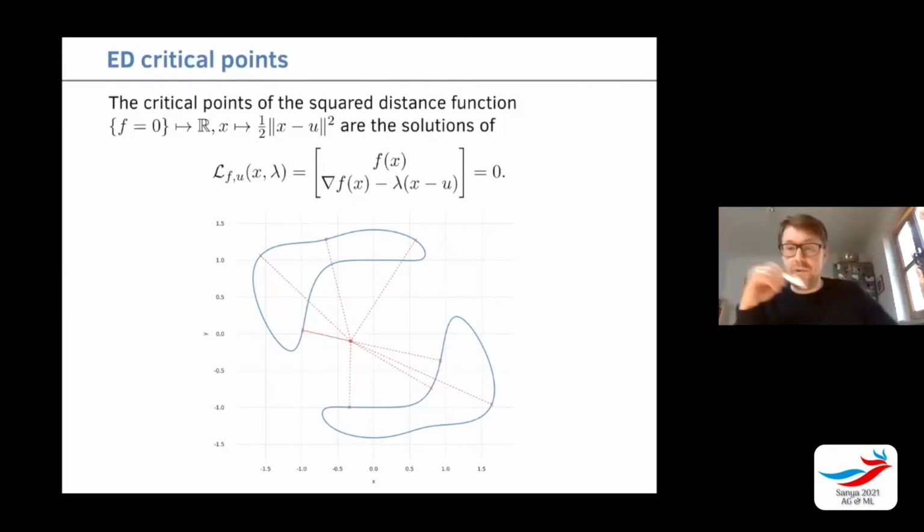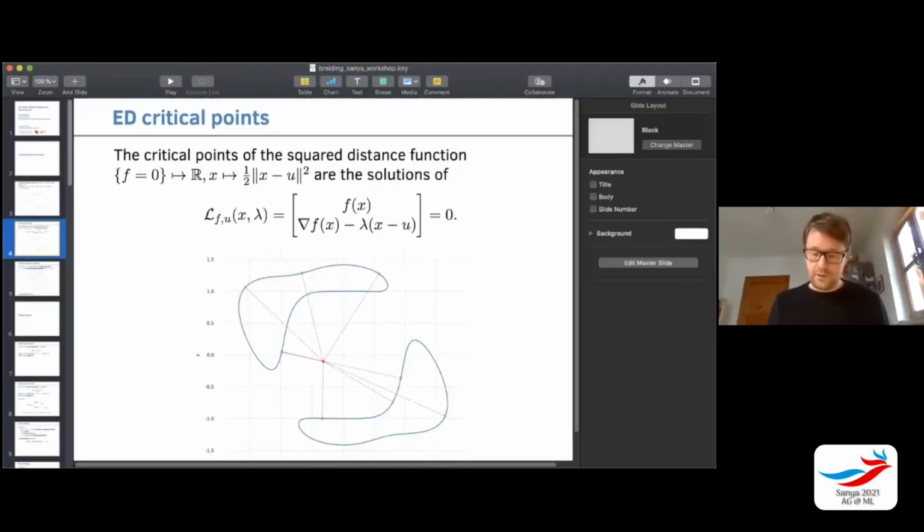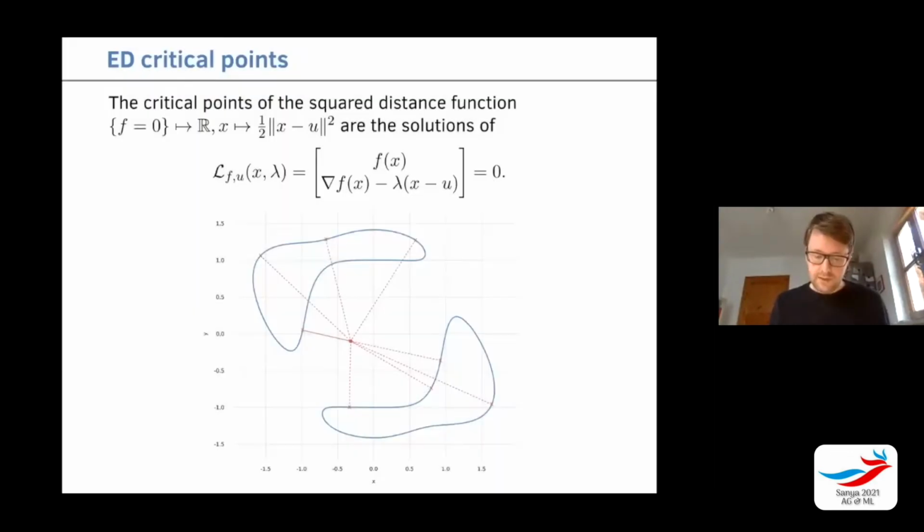And observe that by solving these equations, you can find the global minimum of the distance function from the hypersurface to u. But you can also find one point on each connected component, right? Because each connected component contributes at least one local minimum to this distance function. So you get one point on each connected component, which is of course important if you want to, for instance, learn the topology of a hypersurface. Okay, so these are ED critical points.